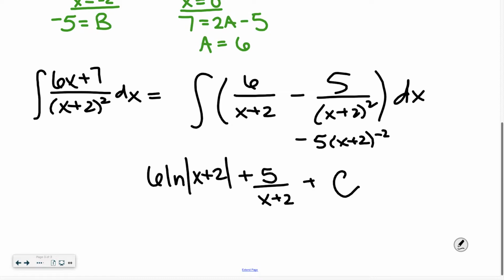Wait, I don't get why it's plus 5. So we increase the power to -1, and divide by -1. So it becomes positive. But in the original, you subtract. Oh, that's where. Okay. Two negatives.